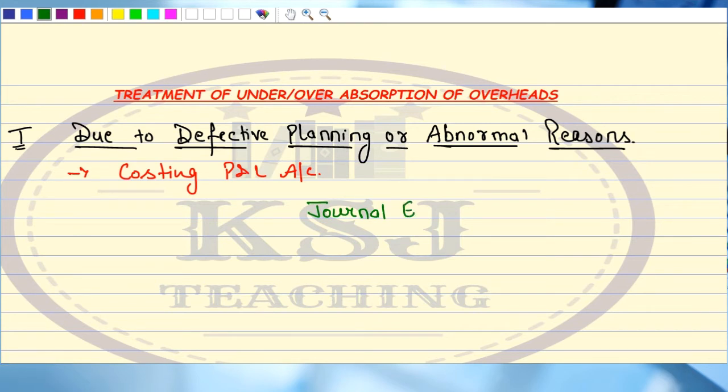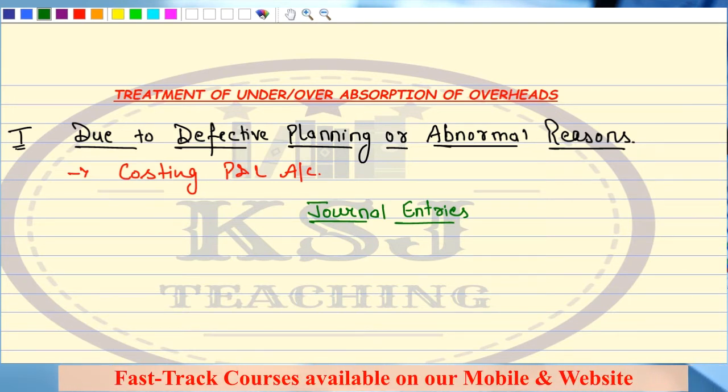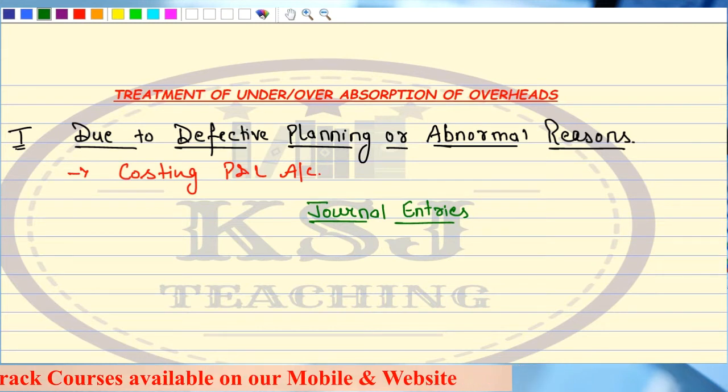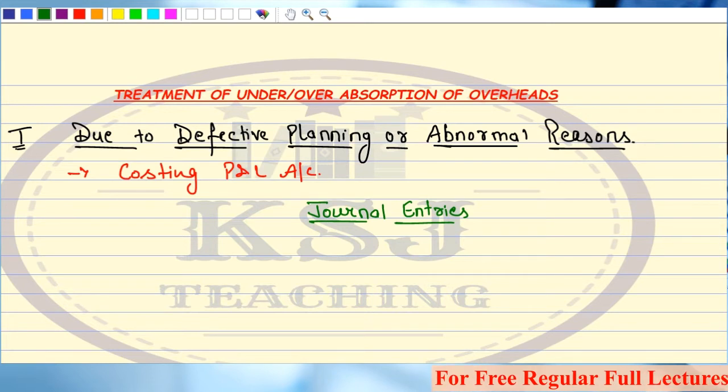How it will impact your books, that we have to see. When we studied material labor costing, I told you that if there is a loss or a profit due to some abnormal reason, it has always to be taken to the costing profit and loss account, right?